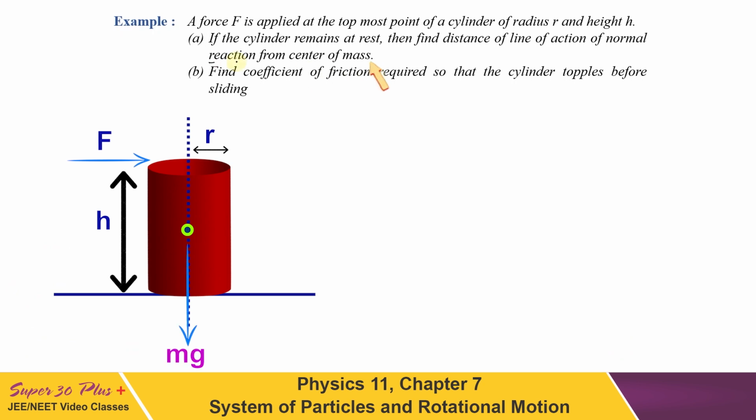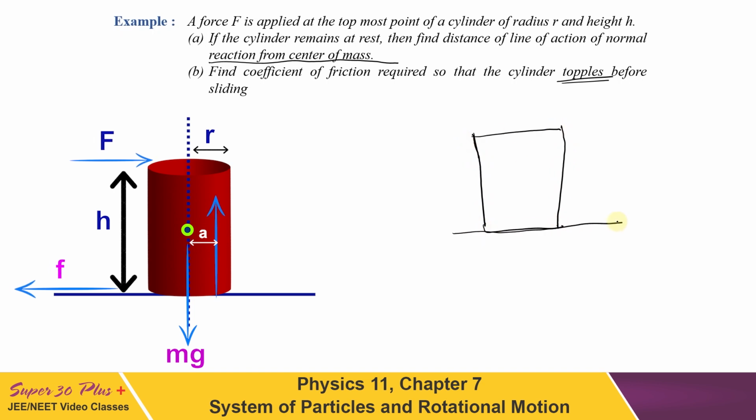This is something from shifting of the normal. And then in the next part, we have to find the coefficient of friction required so that the cylinder topples before sliding. This is a very interesting case. We have to consider both toppling and sliding, but it has to be toppling before sliding. Let us first draw the situation. Let this be the cylinder of height h and radius r. Height is given as h. This is the axis of the cylinder. Its radius is given as r.